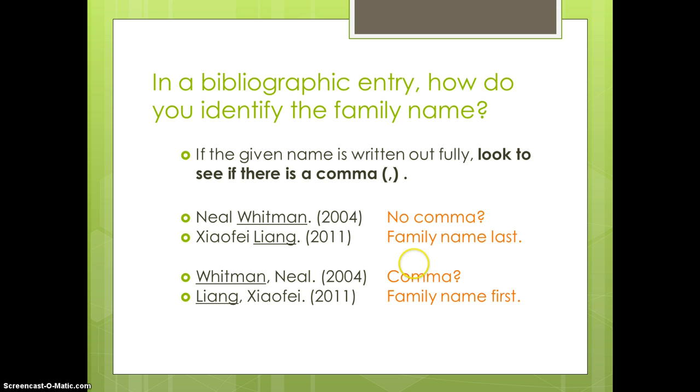But if they spell out the given name, well, then it's a little bit more difficult to identify it. So, if the given name is written out fully, look to see if there is a comma. If there is not a comma, then the second name is the family name. Okay? If there is a comma, Whitman, comma, Neil, or Liang, comma, Xiaofei, then that means they're putting the family name first.